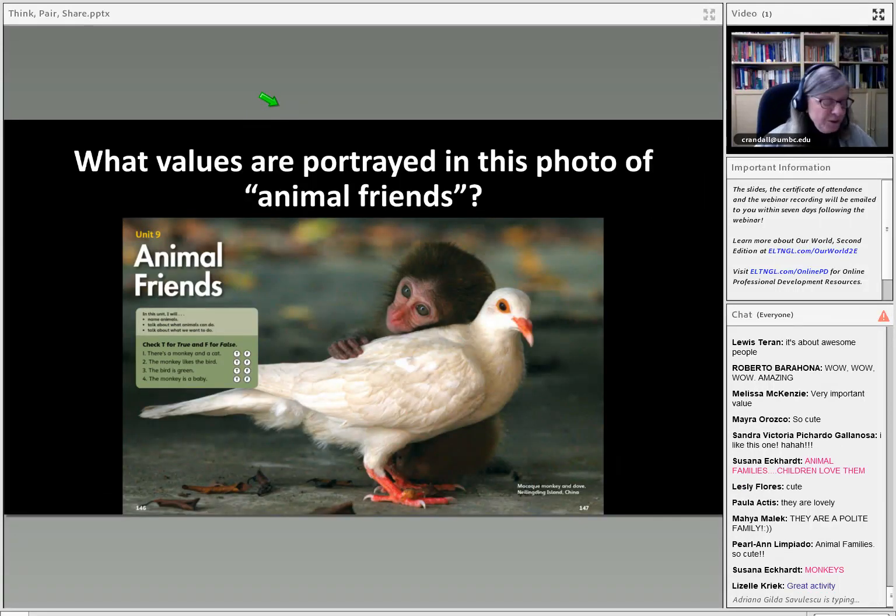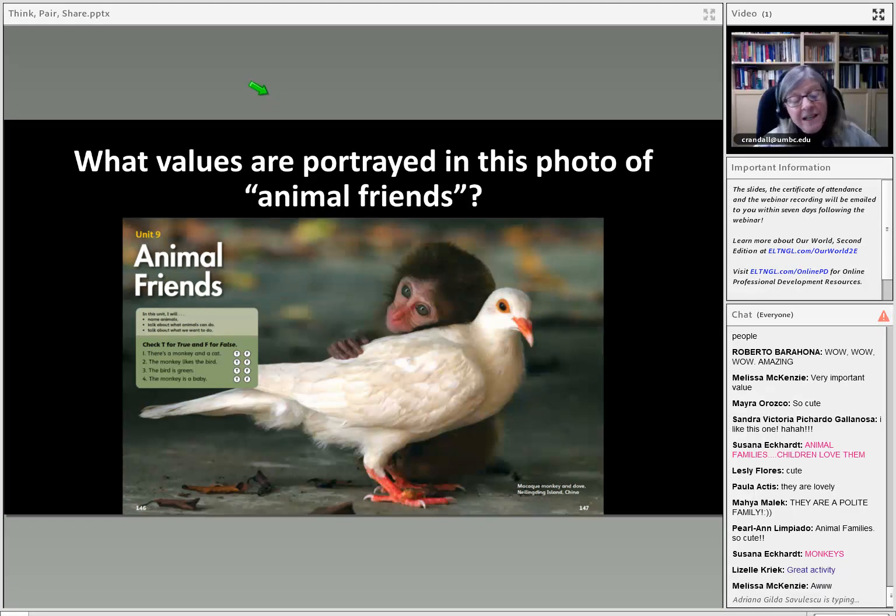This is an absolutely beautiful photo that is an opener of one of the units in our world. And it's quite a famous photo. You may have even seen it other places. The whole unit is about animal friends.